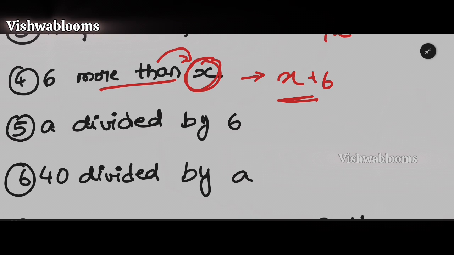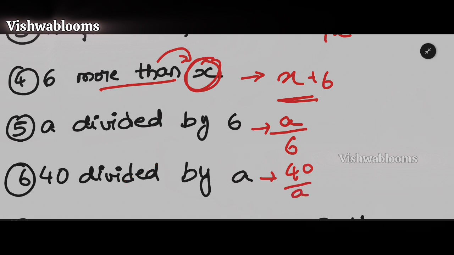Now a divided by 6 is simply a by 6. Very clear, right? A divided by is there, just put by, that's it. 40 divided by a, just put by. So it is going to be 40 by a.